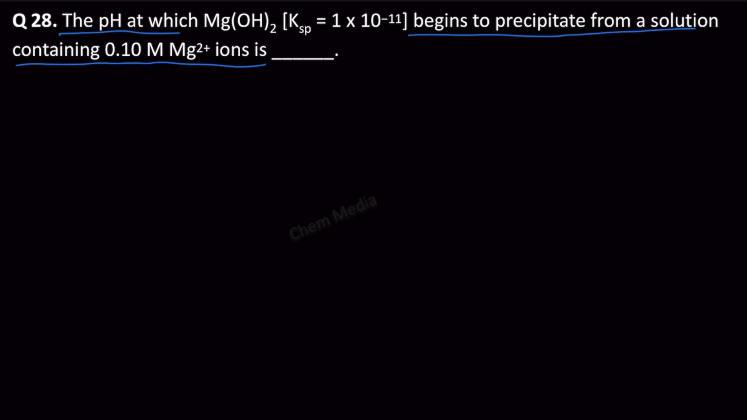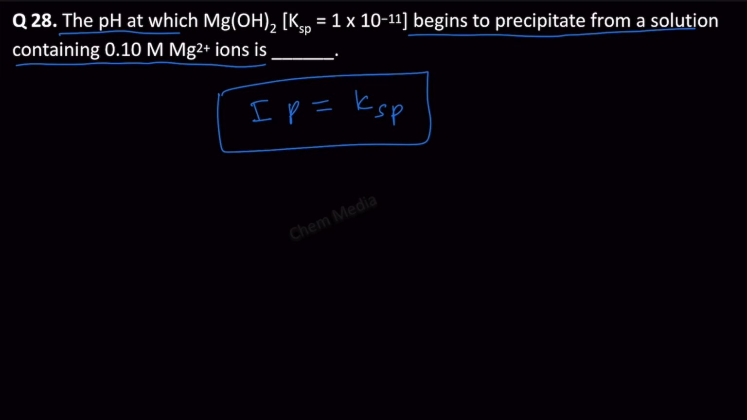The reason I said this question is tricky is because it almost appears like the ionic product is greater than the solubility product, but it is actually not, because they have mentioned "begins to precipitate." So what it indirectly means is that there exists an equilibrium. The solution is saturated. It is not yet supersaturated. So this means ionic product is equal to solubility product. That's the assumption we should make here.